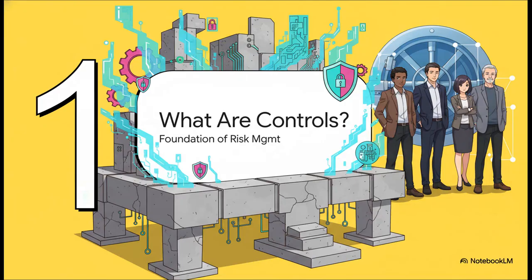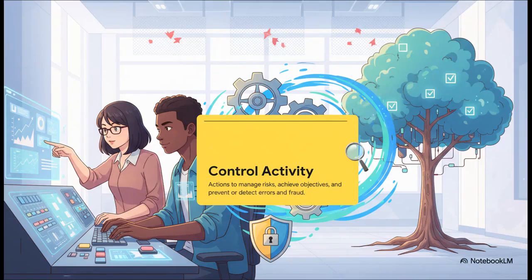All right, let's kick things off with the absolute basics. What exactly are we talking about when we say control activities? Well, you can really think of them as the bedrock, the foundation of risk management. So the formal definition is right there, but let's put it in simple terms. A control activity is basically any action, any policy, or any procedure that a company puts in place to manage its risks. It's all about making sure the company's objectives are met and, for our purposes, that financial reports are accurate. Think of it as the how behind a company's internal safety net.